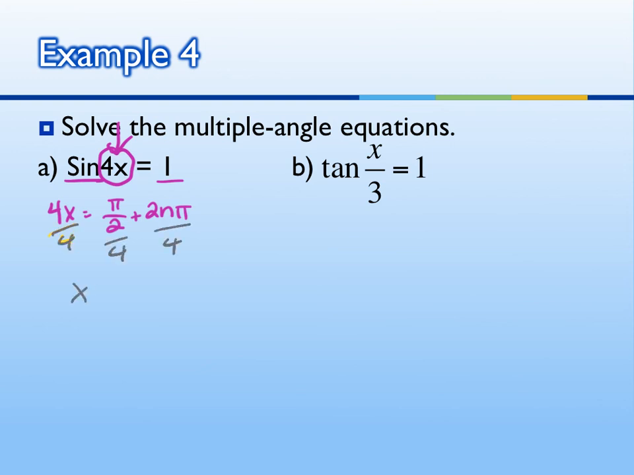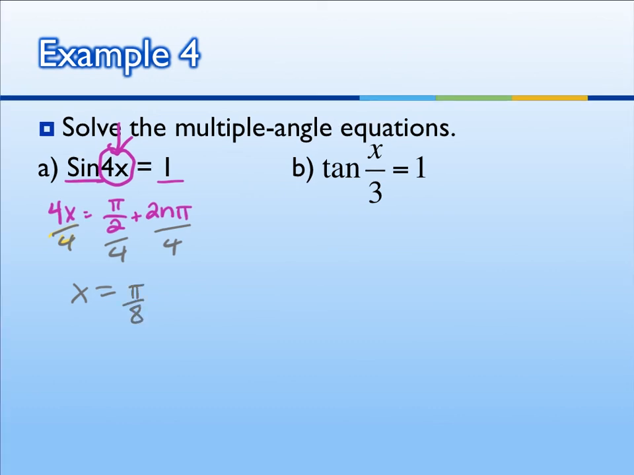That means I take my original pi over 2, divide it by 4, or multiply it by a 4th. I get pi over 8. And also change your interval. So 2 goes into 4 twice, and my whole answer there changes. Pi over 8 plus n pi over 2. So not just the original angle, but also the interval changes.